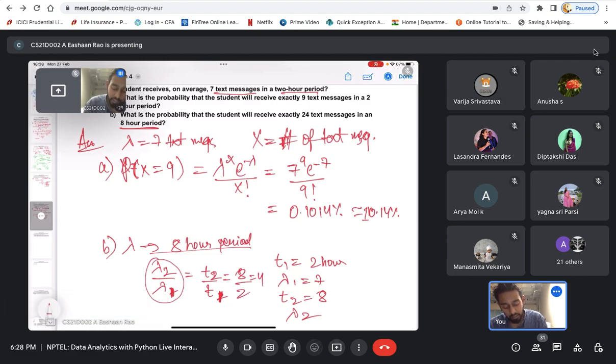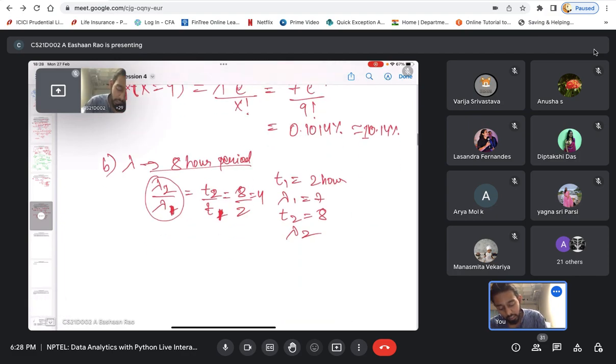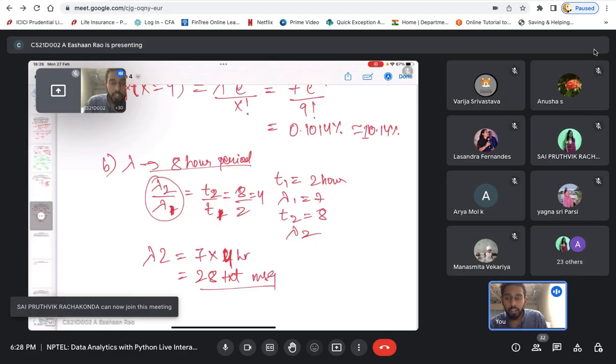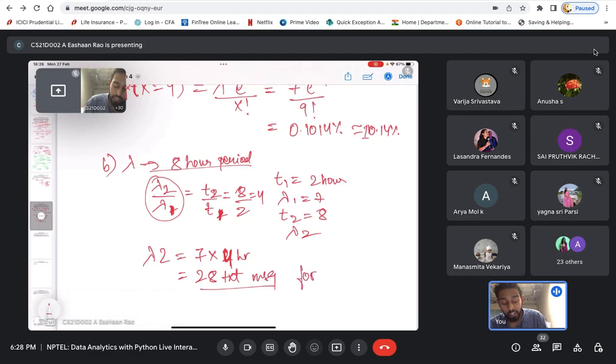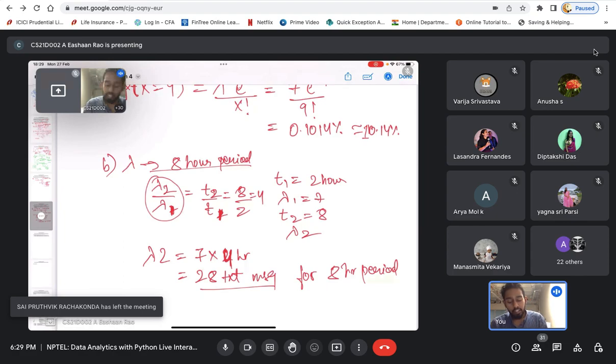So if we apply the same ratio here, lambda 2 will be 7 times 4, which is 28. So on average we will get 28 text messages for an 8-hour period. This is possible in a Poisson distribution because for an event that is happening, the average usually doesn't change over a period of time. Since the 8-hour period is 4 times the 2-hour period, we just increase the mean value with respect to that ratio, that is 4 times.